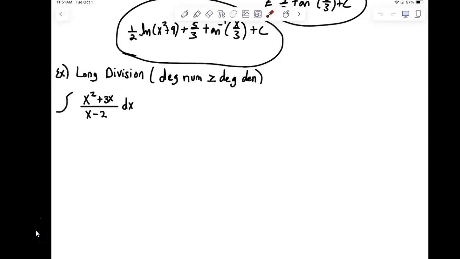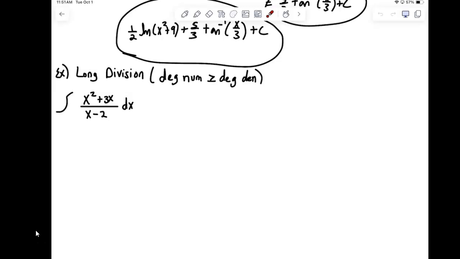Okay, so in this example here, we're dealing with a rational function where the numerator has degree that is either larger than or the same as the denominator. And when that happens, we actually want to start the problem off with long division.